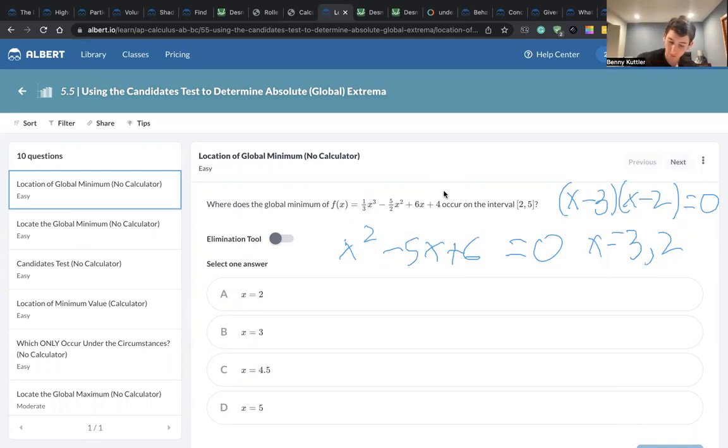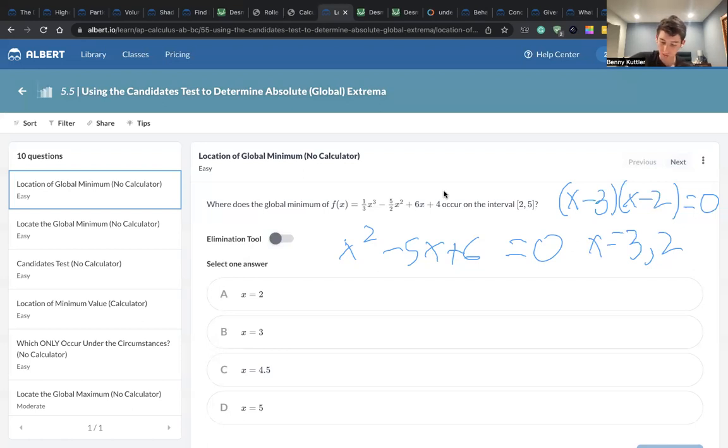So what we can do is plug those into the function and see which one has the higher value or the lower value, because we're determining a global minimum. The global minimum just means it's the bottom of a function. The points around it are higher than it, and that point is lower than any point on the graph, or on this interval, 2 to 5 in this case.